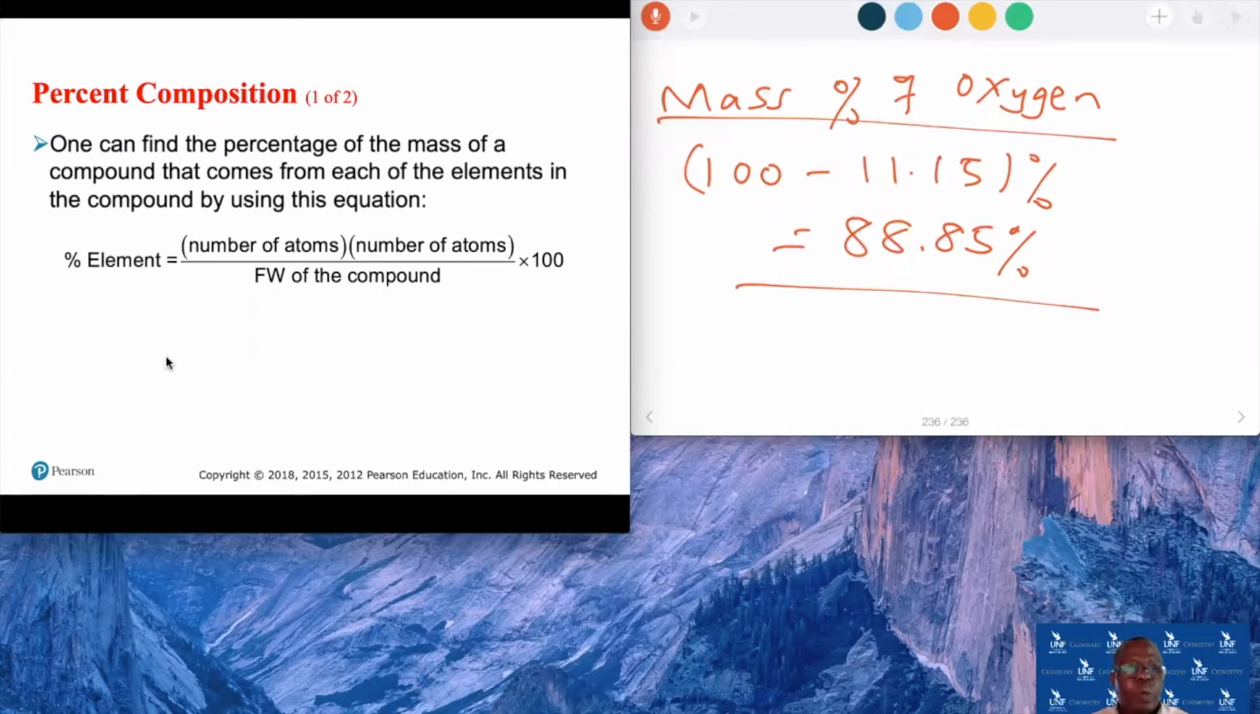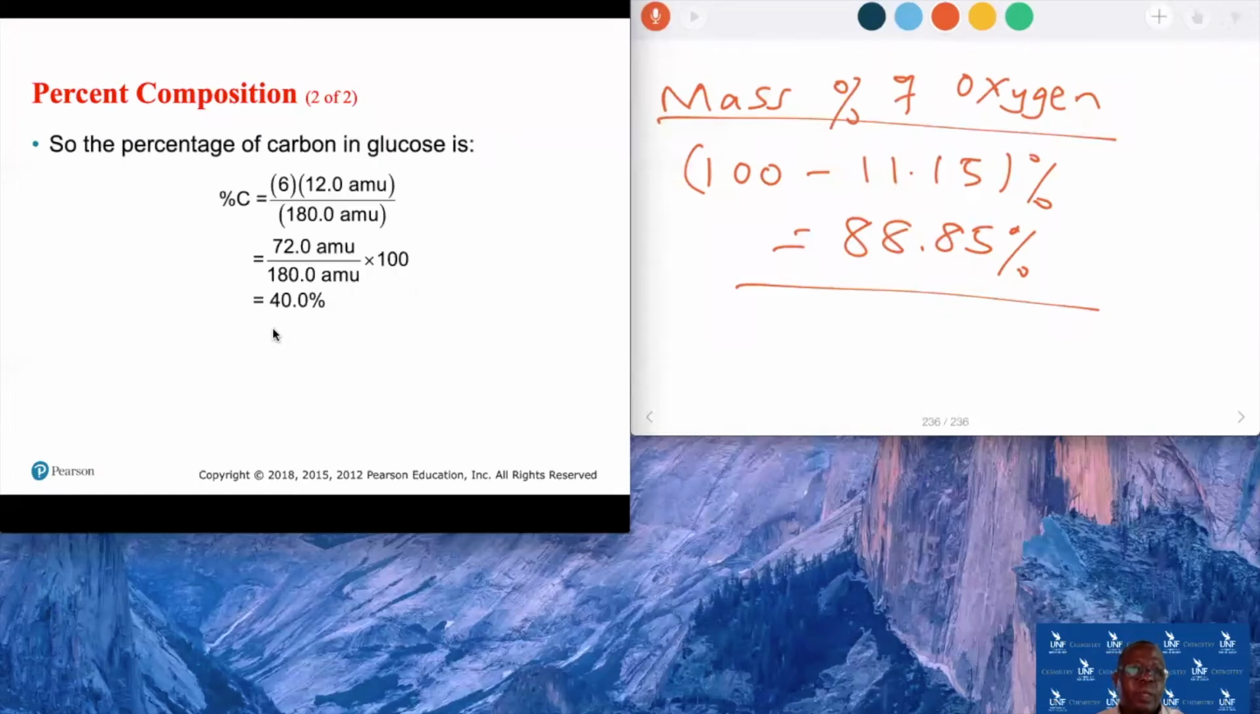Still, it will work. If you have three elements, you can find the mass percent of two elements, find the sum of those, and subtract from 100 to get the mass percent of the third element.